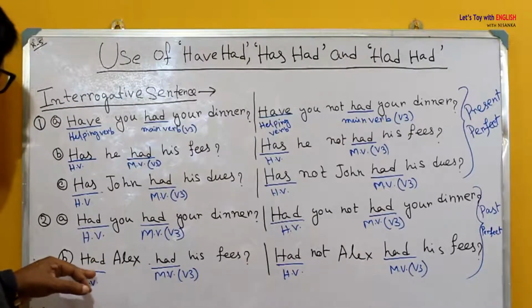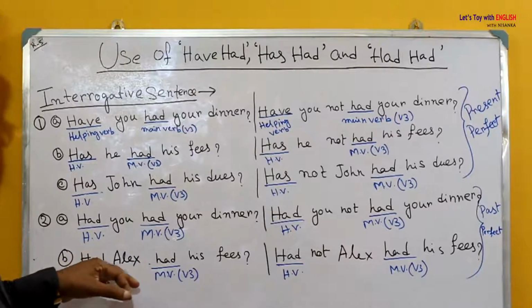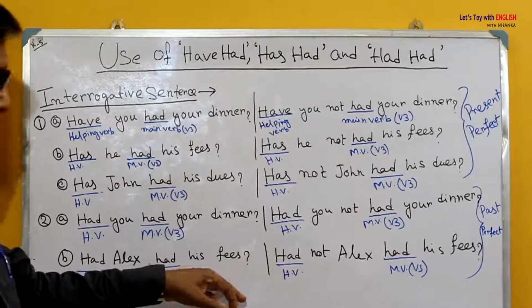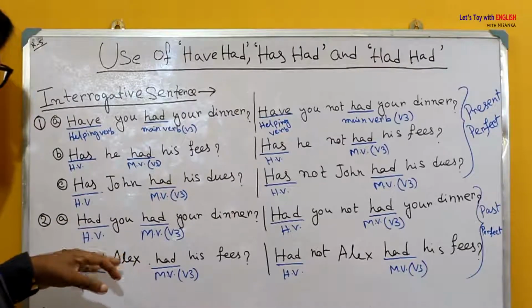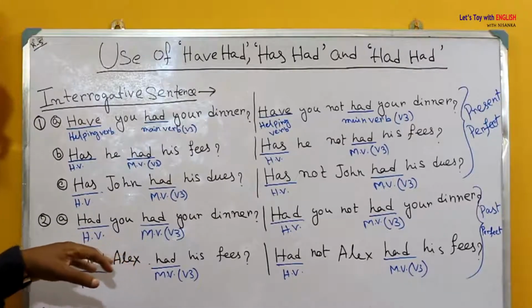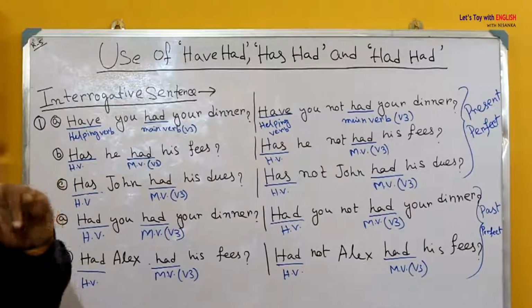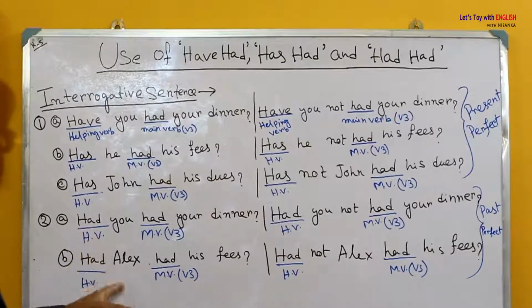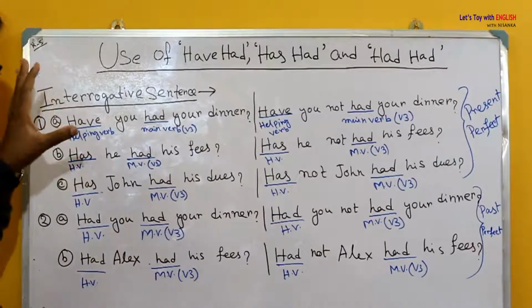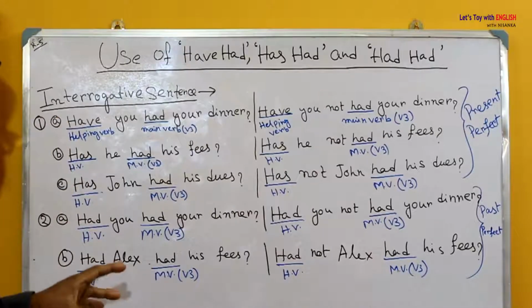Now come to the last example. Had Alex had his fees? In past tense, one thing is peculiar. There is no have or has like this. There is only one form, that is had. Had Alex had his fees? So the formation will be like this.